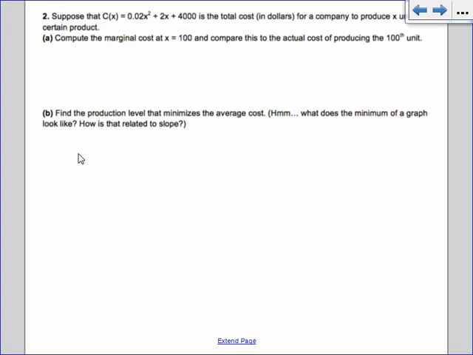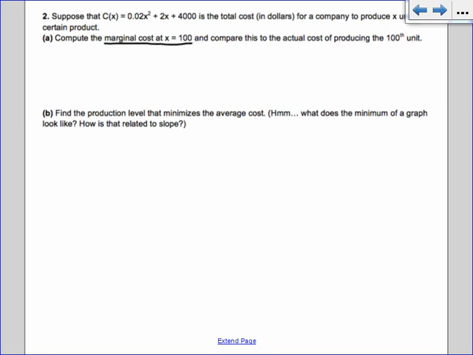So next one. So last one. It says, suppose that C of x is equal to 0.02x squared plus 2x plus 4,000 is the cost in dollars for a company to produce x units of a certain product. So it says, compute the marginal cost at x equals 100 and compare this to the actual cost. So this is something we have not talked about yet, so I want to make sure that you know, because I asked you this in the homework.